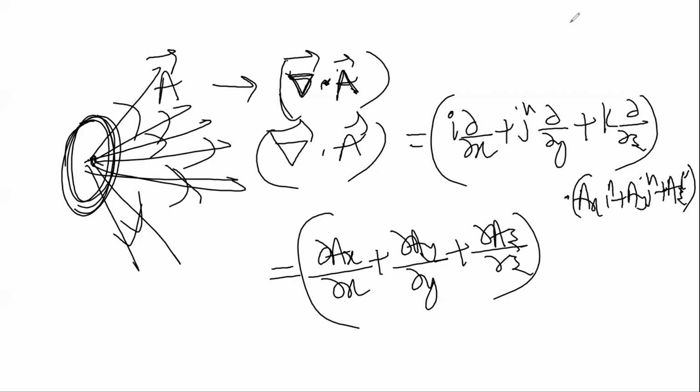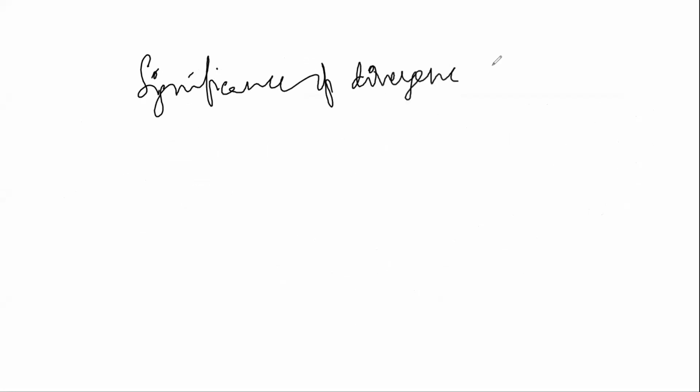Now let us see the physical significance of divergence, that means the major significance or application of divergence. Students, in your exam you will be getting these topics: scalar field, vector field, gradient and divergence and their physical significance. You have to learn this.